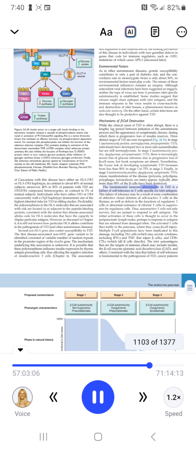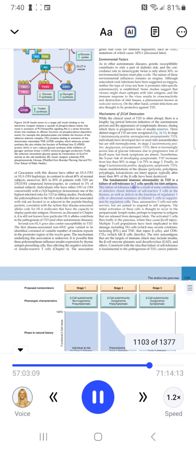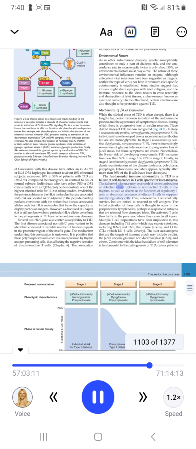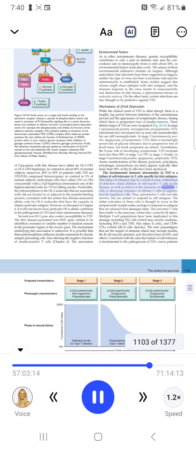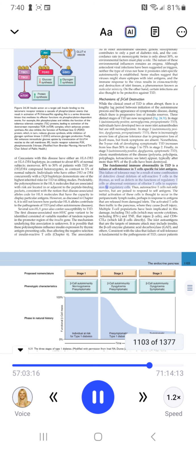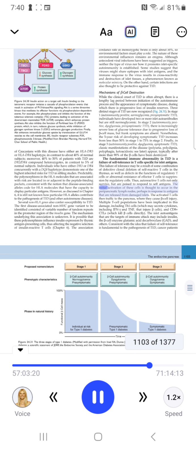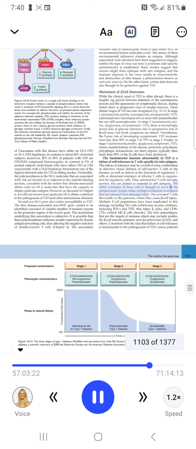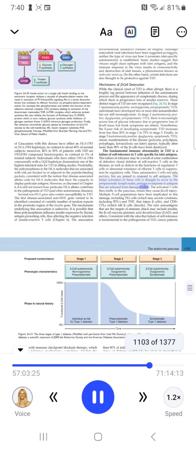The fundamental immune abnormality in T1D is a failure of self-tolerance in T cells specific for islet antigens. This failure of tolerance may be a result of some combination of defective clonal deletion of self-reactive T cells in the thymus, as well as defects in the functions of regulatory T cells or abnormal resistance of effector T cells to suppression by regulatory cells. Thus, autoreactive T cells not only survive but are poised to respond to self-antigens. The initial activation of these cells is thought to occur in the peripancreatic lymph nodes, perhaps in response to antigens that are released from damaged islets.